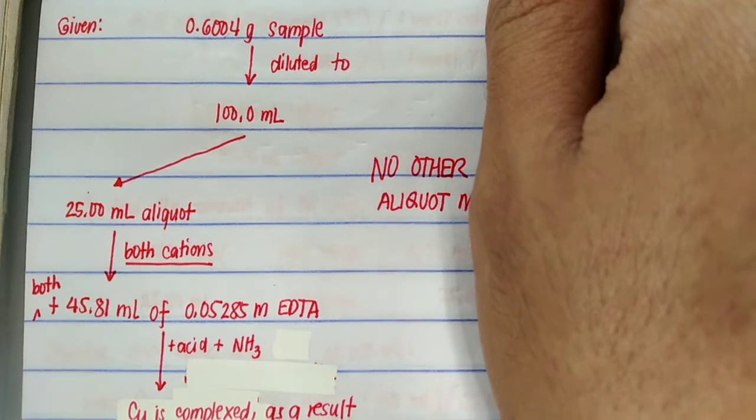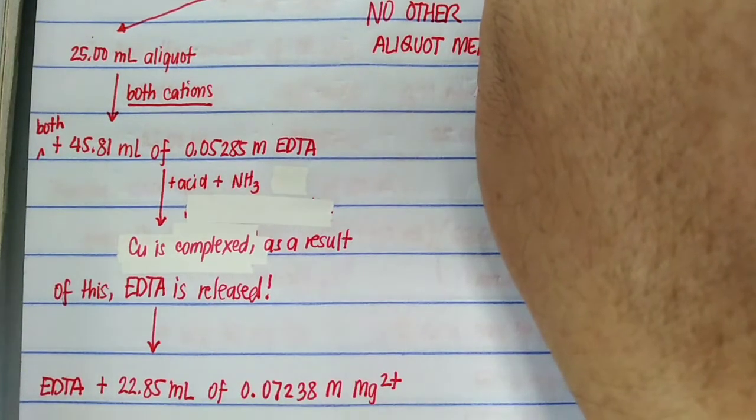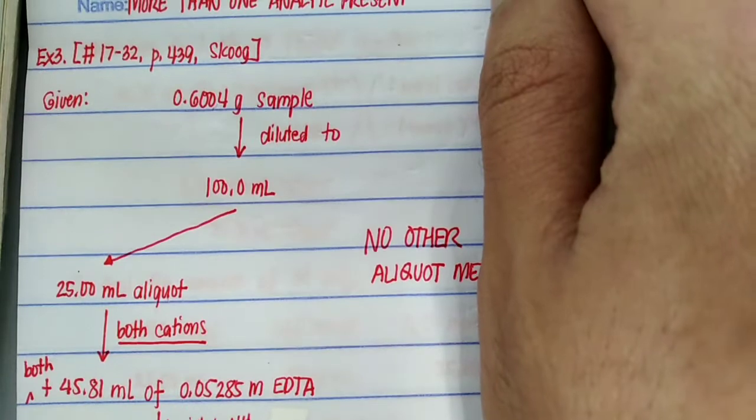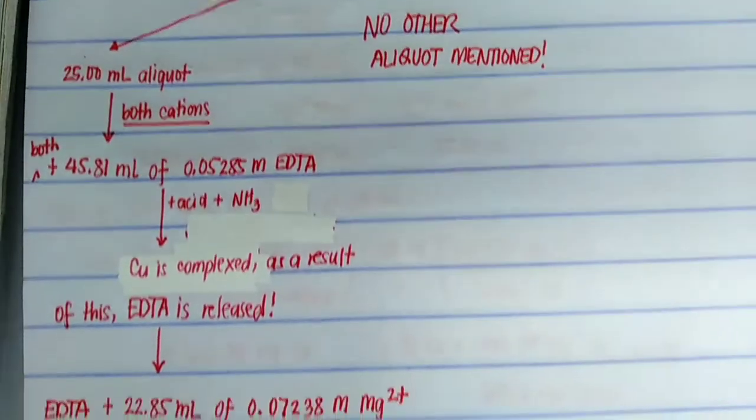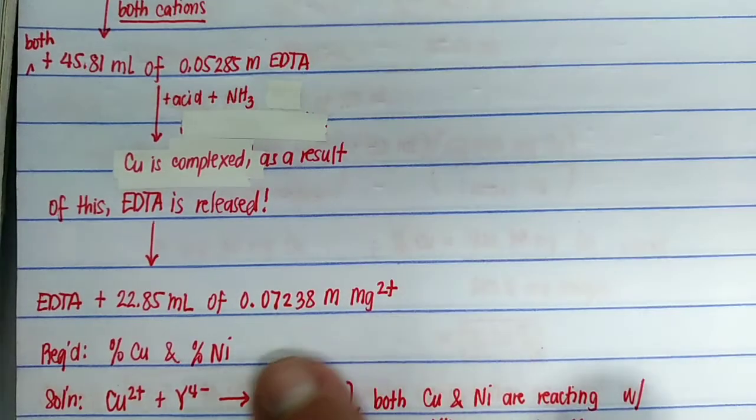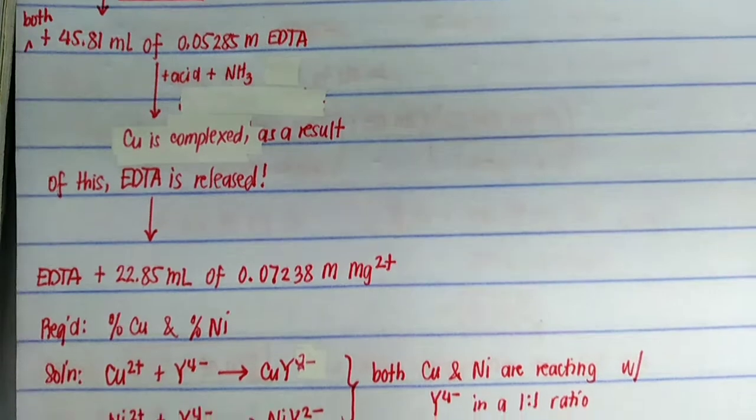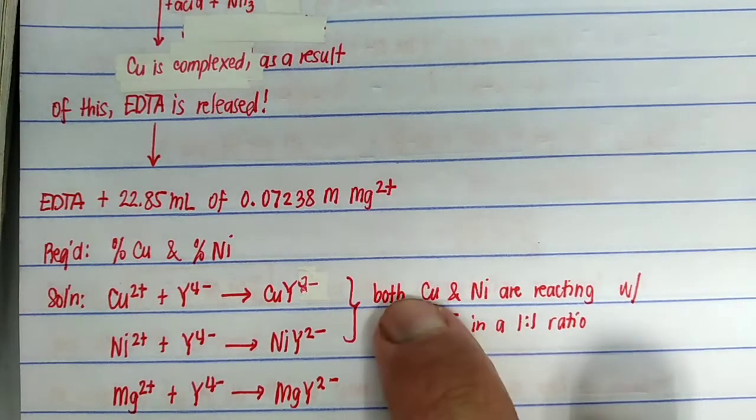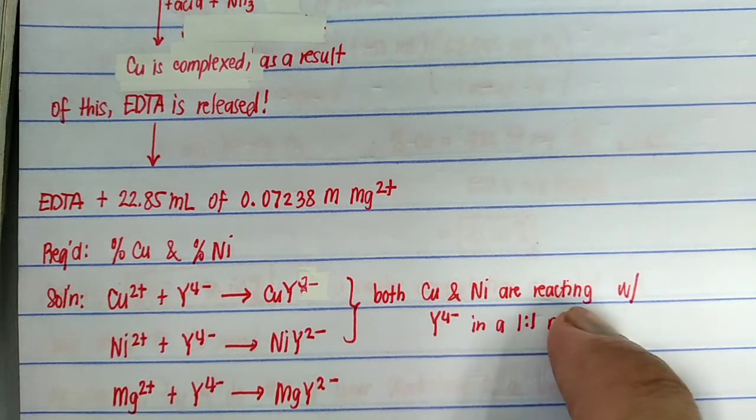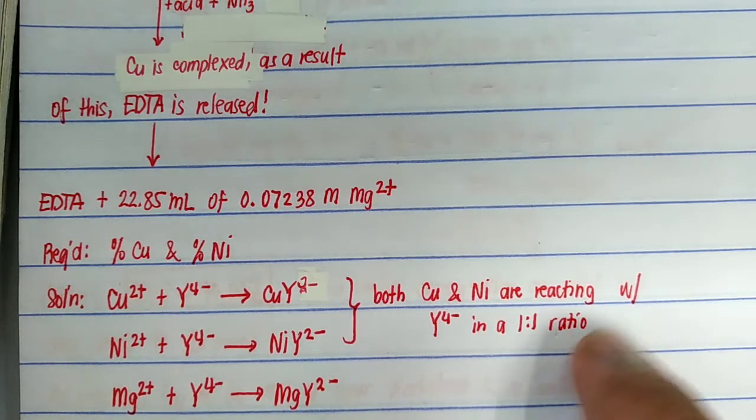If you've read the problem, you will see that there is no equation that was given to us. So what we have to do here is that for each and every element that was mentioned, the copper, the magnesium, and the nickel, we should be able to write our equations for those when they react with the EDTA. So that's what I have right here. We take note that both the copper and the nickel react with the EDTA in a 1:1 molar ratio. That will be important later on.